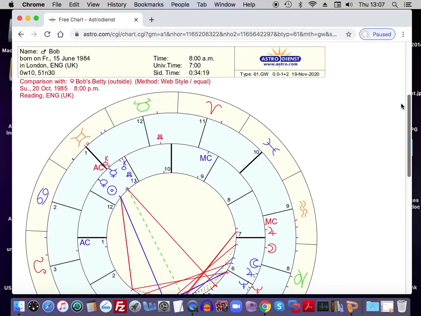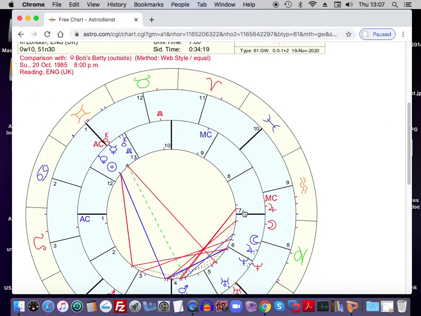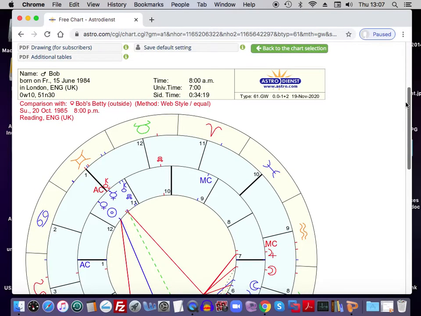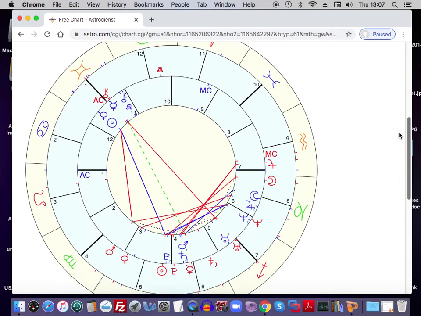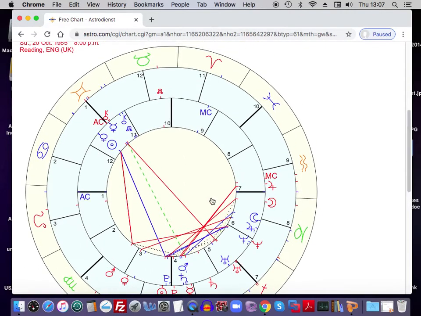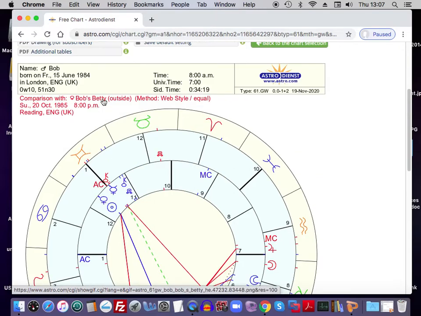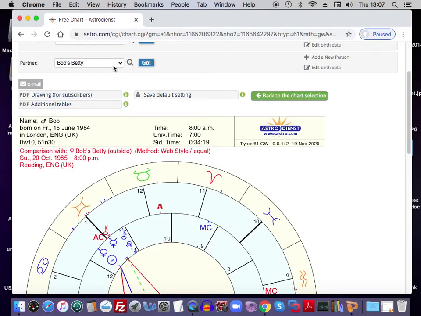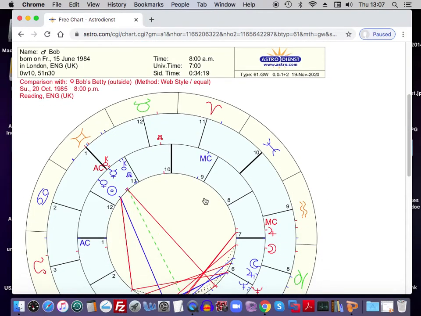Now we've got Bob on the inside. This is his chart, and Betty on the outside. Now, the way a Synastry chart is calculated, it has all the signs of the zodiac on the outside and then the two different people's charts on the inside. Depending on which order you do, we've done it Bob to Betty, Bob being in the centre, Betty on the outside.